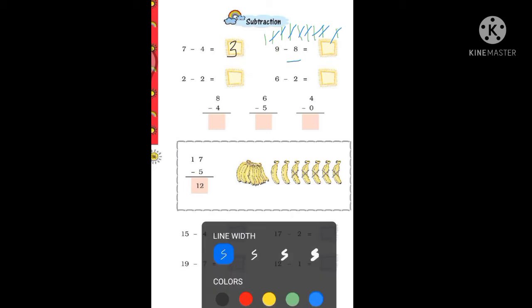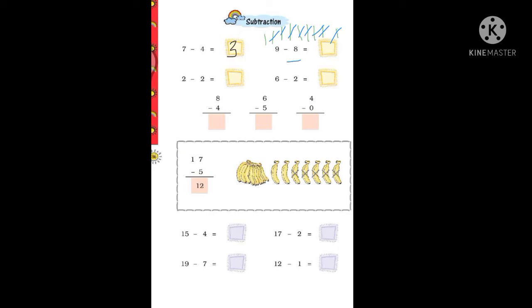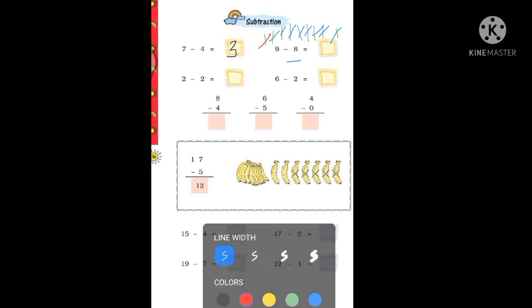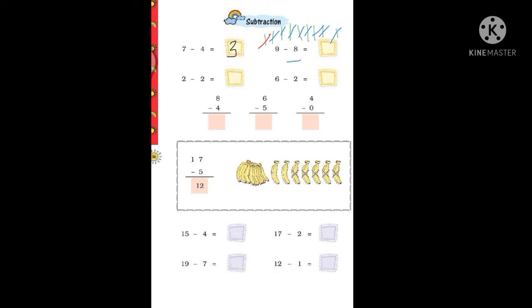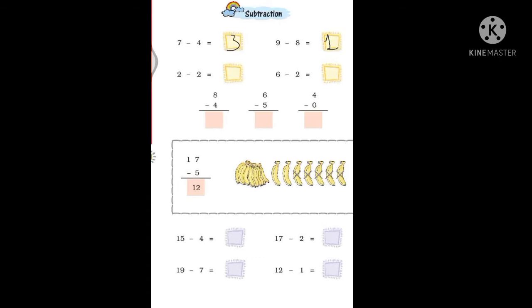So after cutting 8 sticks, still how many remaining, students? Here only this 1 stick remaining. That means 9 minus 8, we get answer 1. What answer do we get, students? 1. So here we have to write down answer 1 in this box. So come on everyone, write down the answer. We will see the next one, which is your 2 minus 2.